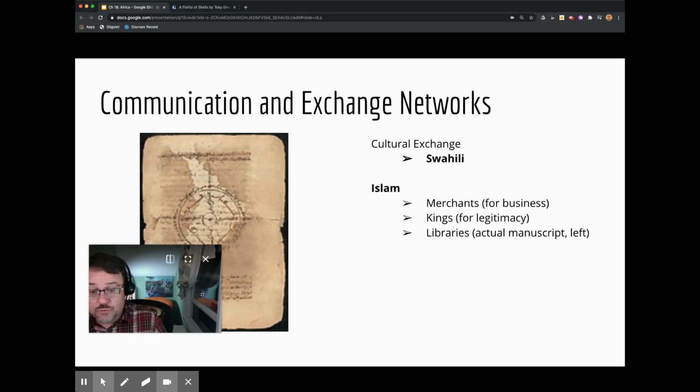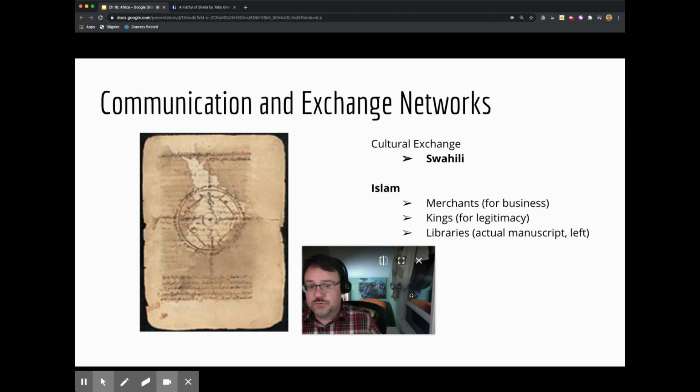Okay. So here's what I was mentioning before. In East Africa, in addition to absorbing Islam from the broader world, a new language and culture developed, Swahili.